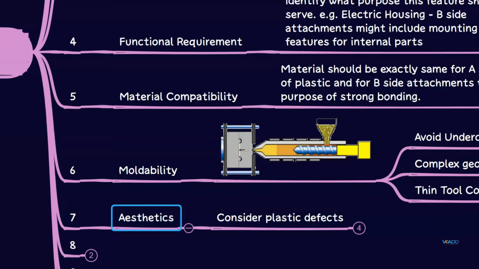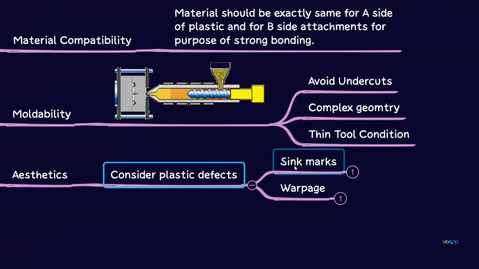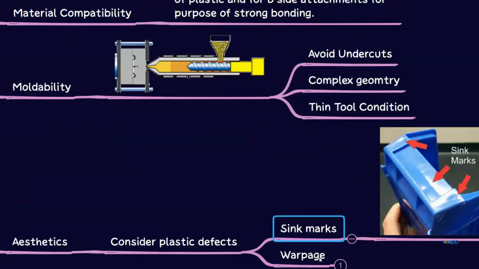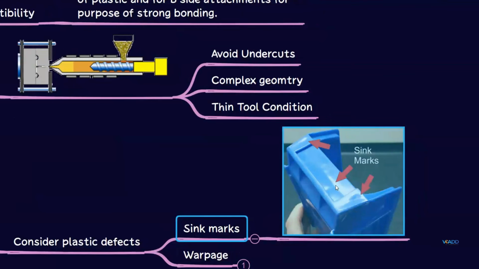So just consider the two defects here. Because of the B side feature, we get the sink mark. You can see one of the images here. On the A surface, you are getting this type of impression. You can see this one, this one, this one. If you get this type of impression on the A surface, that part is going to be rejected because it's affecting the aesthetic of that part.